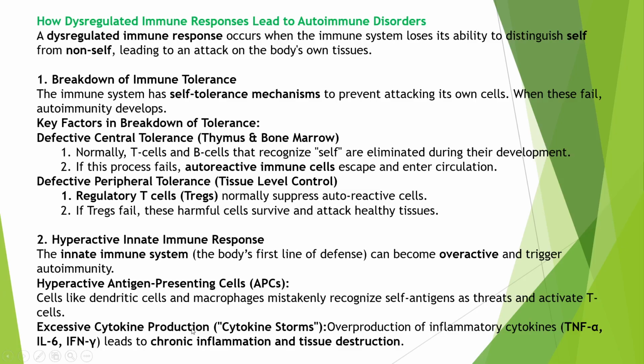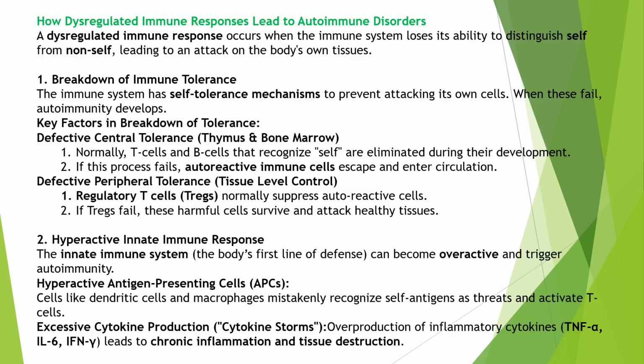Then excessive cytokine production, like we just spoke about. This is called a cytokine storm. It will be produced in large amounts, and it will hit the tissue or the organ like a storm. So it's called a cytokine storm. Overproduction of inflammatory cytokines like TNF alpha, IL-6, interferon gamma, etc., will lead to a cytokine storm or shock, and it will then progress into chronic inflammation and eventually tissue damage and then organ level damage.